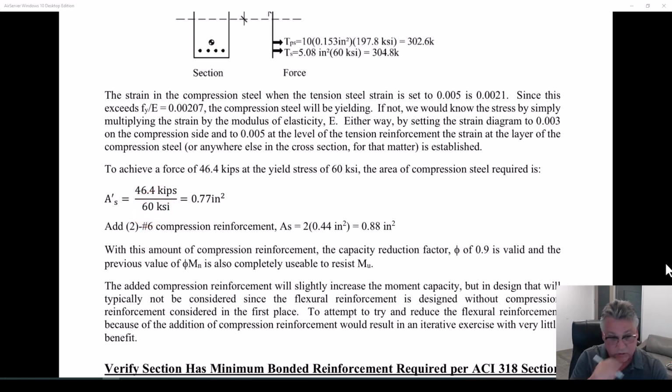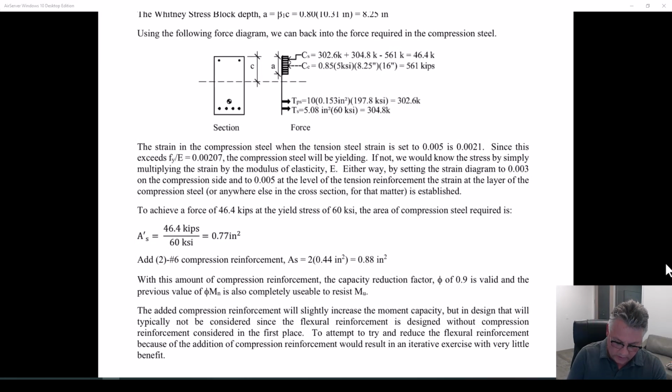I know the stress in that steel, in that strain diagram, and I calculate the area of compression steel that I need. This is the way everybody should be taught about compression steel. This is the way all the software programs do it. And I want you to understand that whenever we come up with the required tension steel for any moment demand, we have no compression steel. We never do that calculation with compression steel being there. It's not there yet. We don't know if we need any.